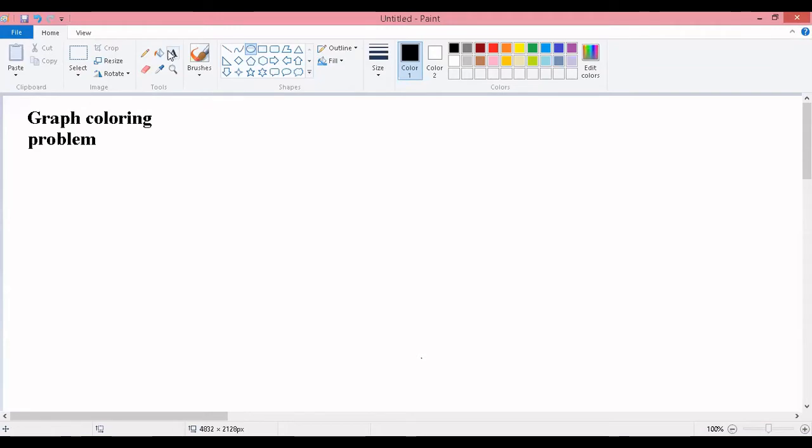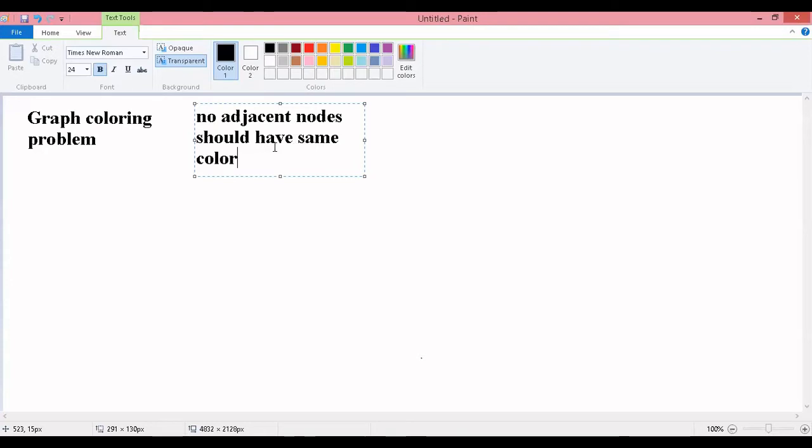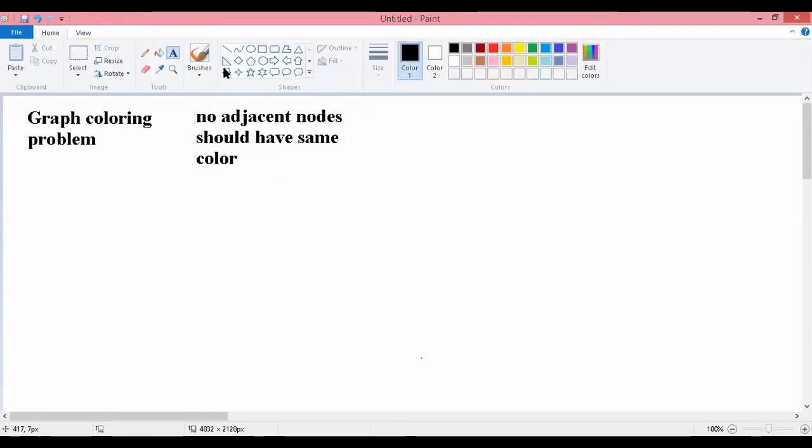What this problem actually says is this: no adjacent nodes should have the same color. This is what the problem says. The problem statement: no adjacent nodes should have the same color. Now, for example, suppose a simple graph is given like this.